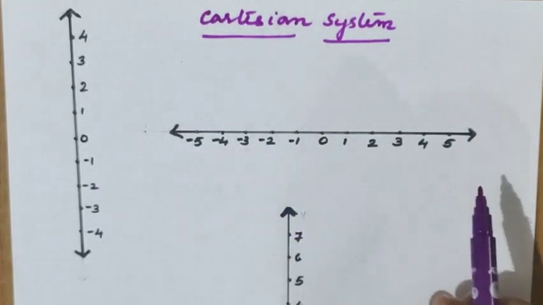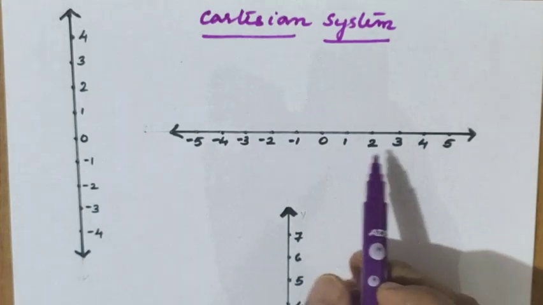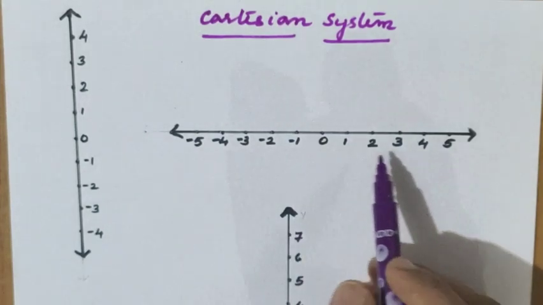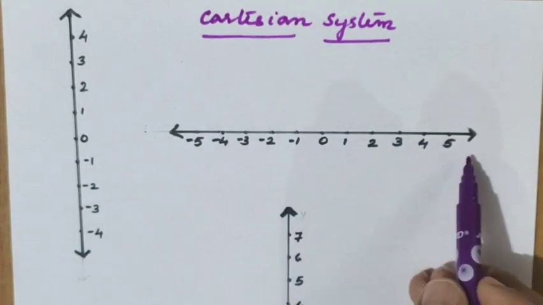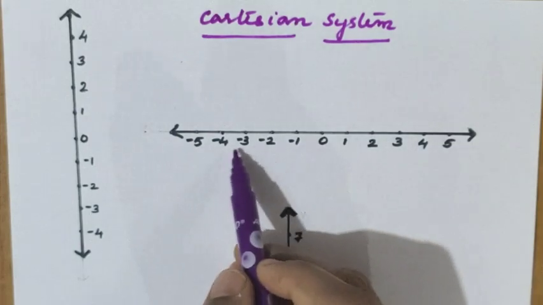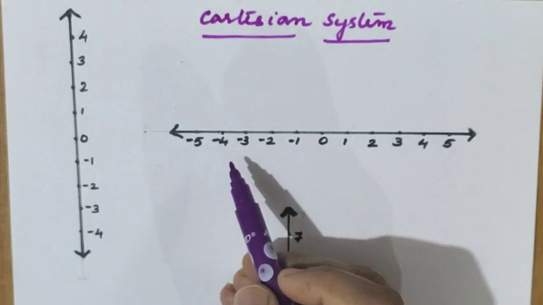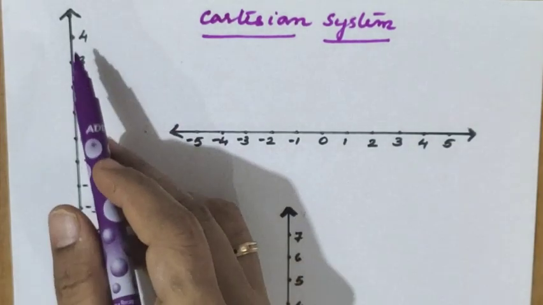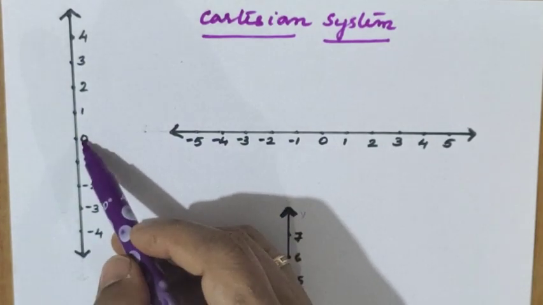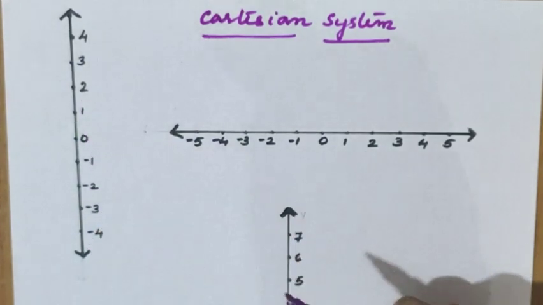We know how to represent the numbers on the number line. So this is a horizontal line. We know that the right side of the zero is the positive numbers, and the left side of the zero is represented by negative numbers. The number line we can draw in a vertical way also. So above zero it is positive, below the zero negative numbers.